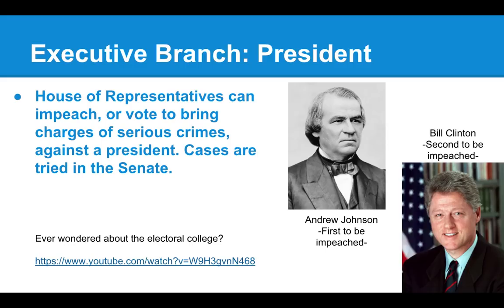So it has to be a serious crime, and the House of Representatives are the ones who get to bring the impeachment charges, but the Senate actually is the one that gets to vote and decide if they want to actually remove the president. So we have had 2 presidents impeached, and one who would have been impeached as well, except he resigned before they could put him on trial. So our 2 presidents that have been impeached, again, they only went to trial. Neither of these were removed from office.